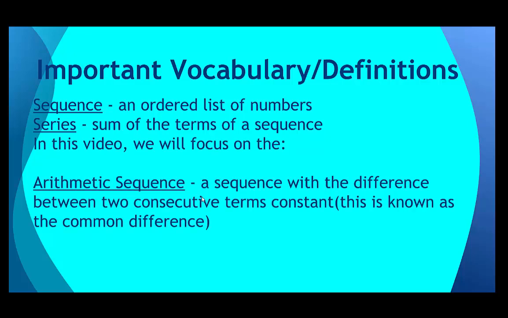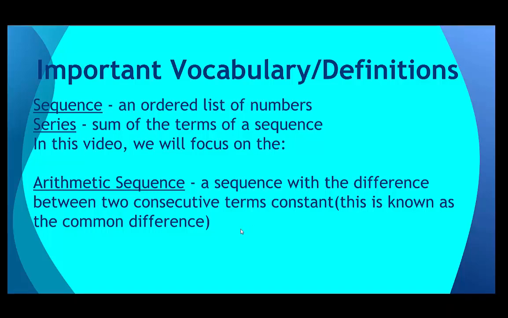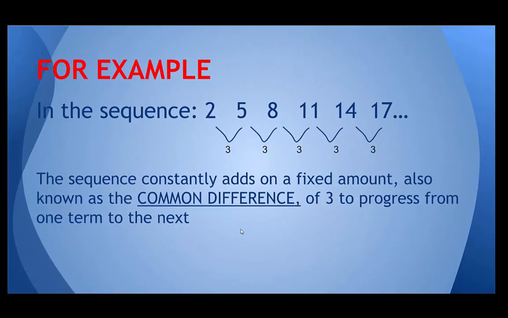An arithmetic sequence is a sequence with the difference between two consecutive terms constant. This is known as the common difference. For example, in the sequence 2, 5, 8, 11, 14, 17, and so on, a fixed amount, or the common difference, of 3 is constantly added on to progress from one term to the next.